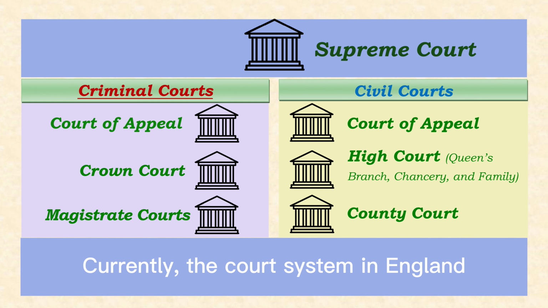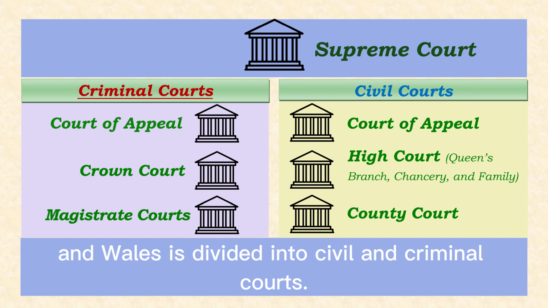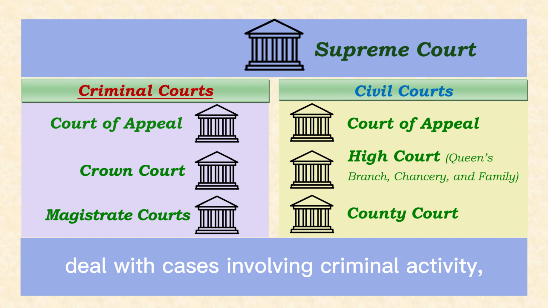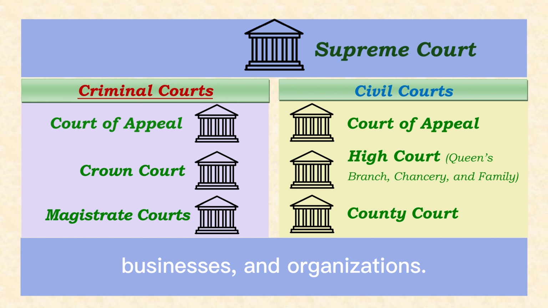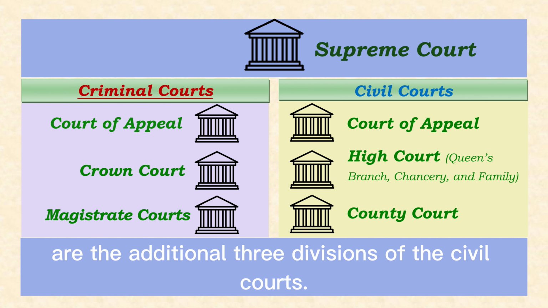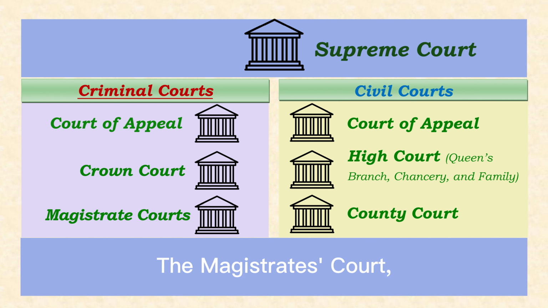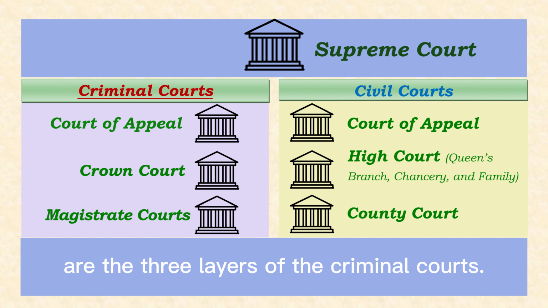Currently, the court system in England and Wales is divided into civil and criminal courts. Criminal courts deal with cases involving criminal activity, while civil courts handle disputes between individuals, businesses, and organizations. The County Court, the High Court, and the Court of Appeal are the three divisions of the civil courts. The Magistrates Court, the Crown Court, and the Court of Appeal are the three layers of the criminal courts.